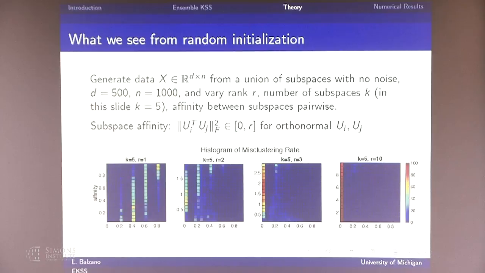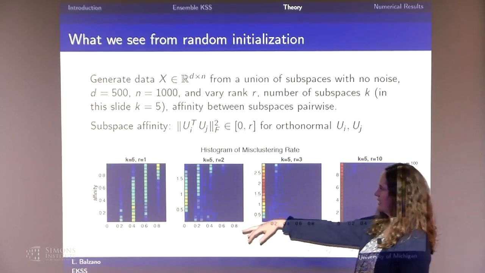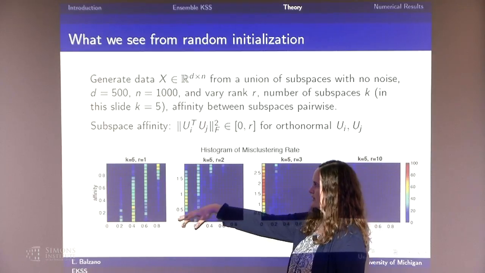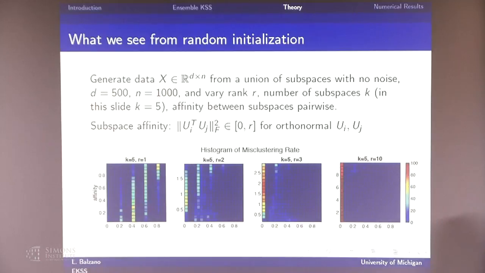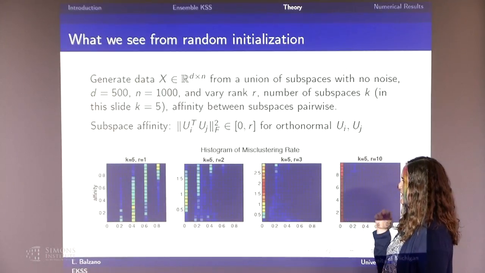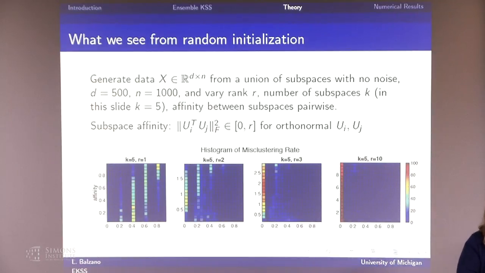Okay, so let's just get some intuition of what we see happening from a random initialization. I have a 500 by 1,000 size data matrix, and I'm going to vary the rank, the number of subspaces, and the affinity between the subspaces in the underlying true union, and see what happens when I run K-subspaces. In this case, I have the number of subspaces exactly equal to 5, but I'm increasing the rank from left to right. And the affinity is increasing along the y-axis, so the subspaces are very close together at the top of these plots. What you see on each row is a histogram over 100 runs of what the misclustering error was from the K-subspaces algorithm.